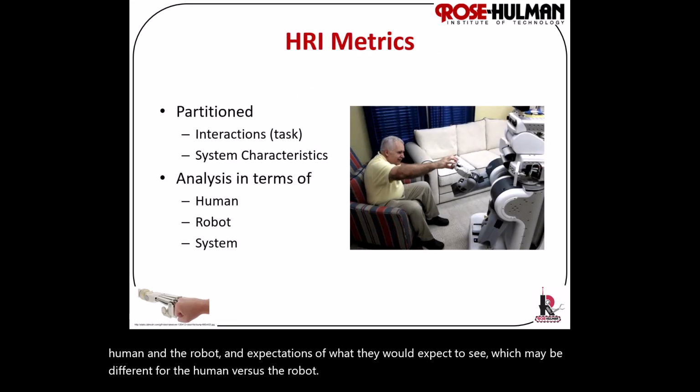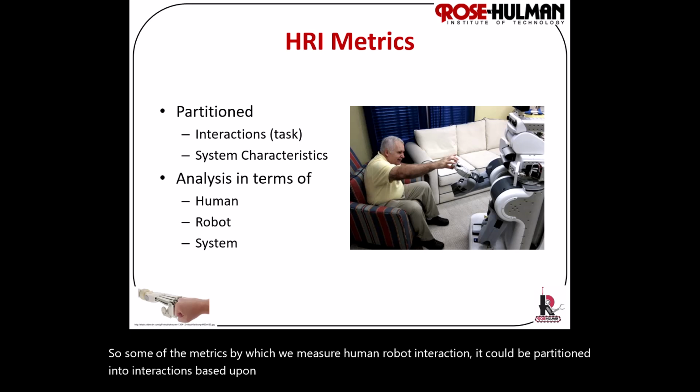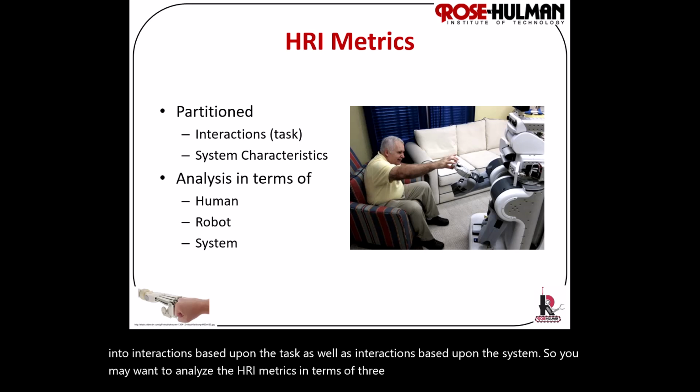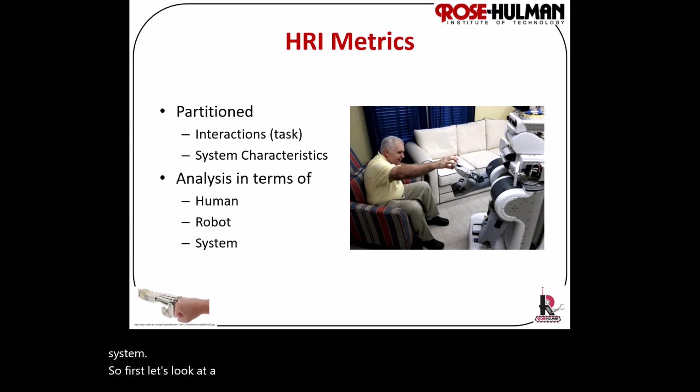Some of the metrics by which we measure human-robot interaction could be partitioned into interactions based upon the task, as well as interactions based upon the system. So you may want to analyze the HRI metrics in terms of 3 things: the human, the robot, and the system. First, let's look at a task-oriented system.